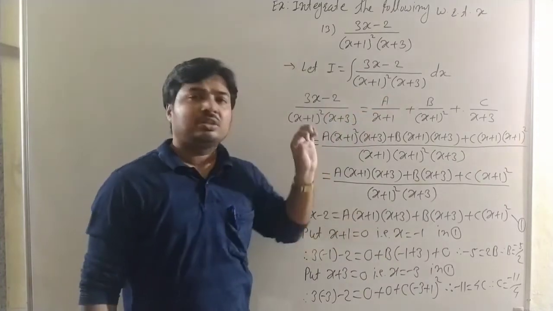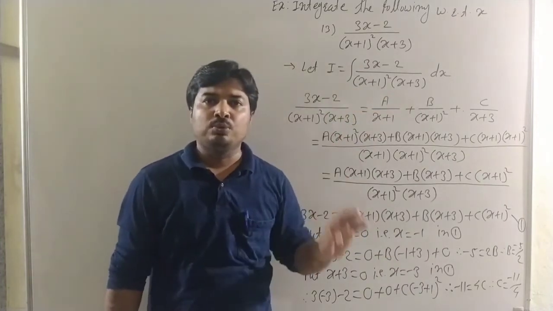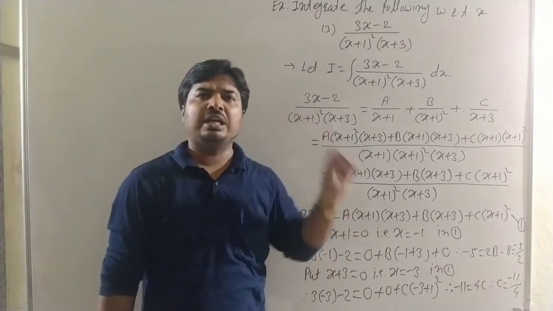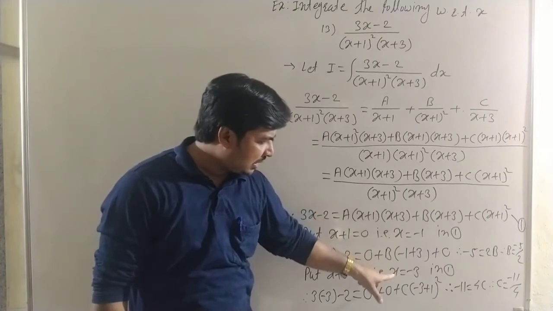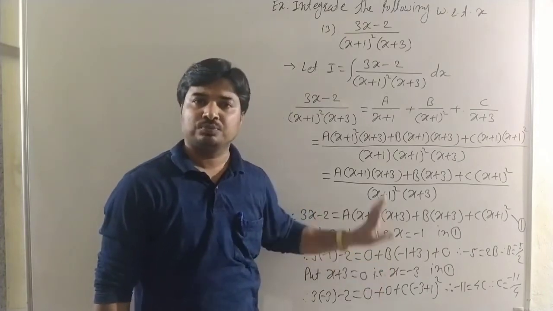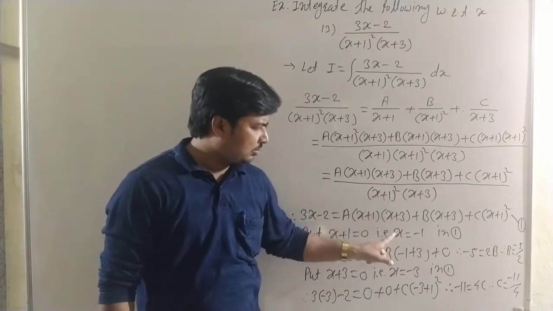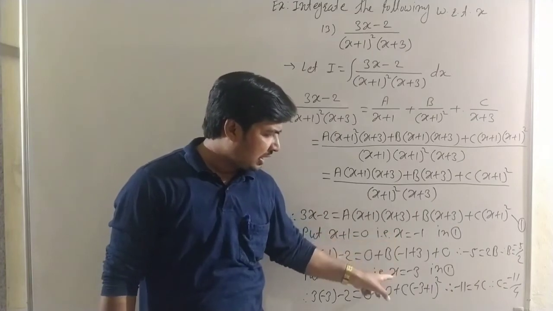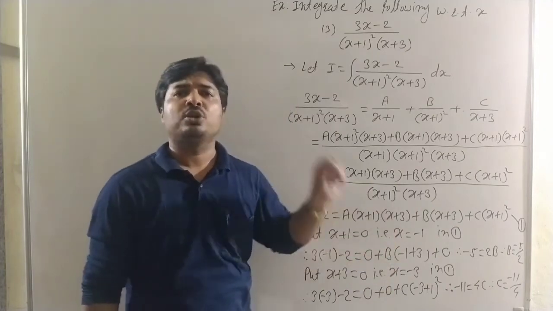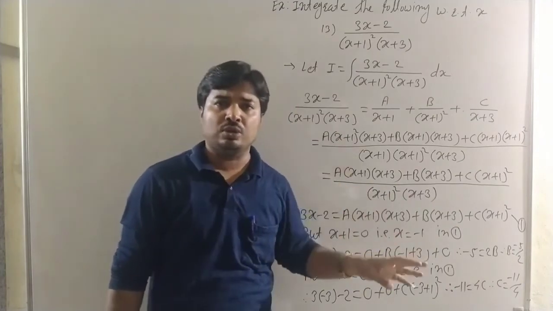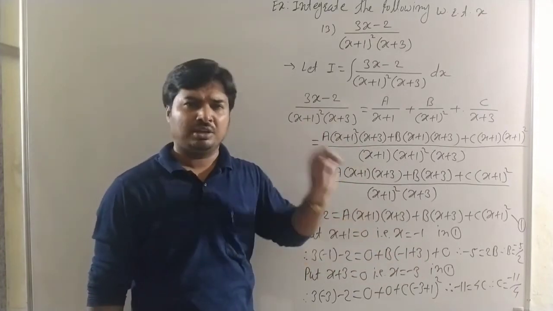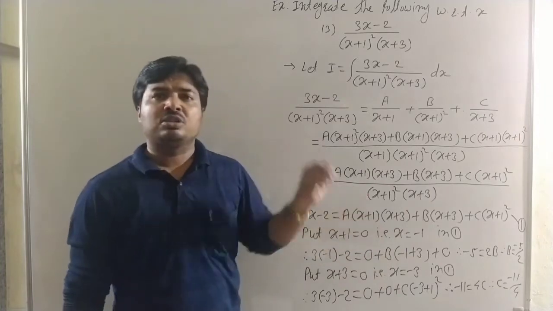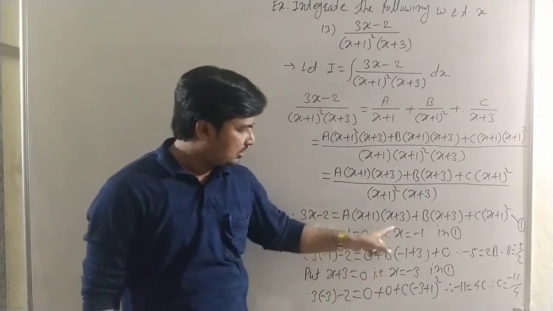To find the third constant, we put x is equal to any real number other than x is equal to minus 1 and x is equal to minus 3. Okay, we put x is equal to 0, or we put x is equal to 1, x is equal to 5, x is equal to 10, 11, any real number. But for simple calculation we put x is equal to 0.